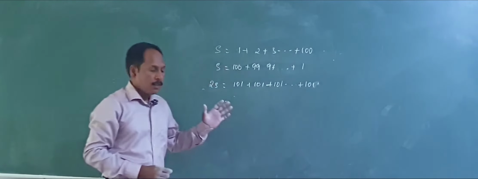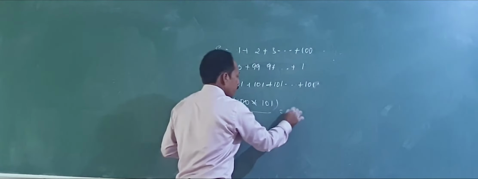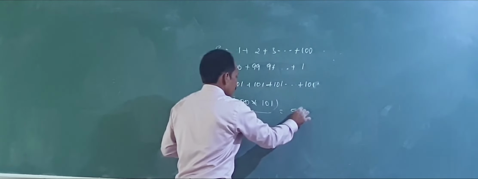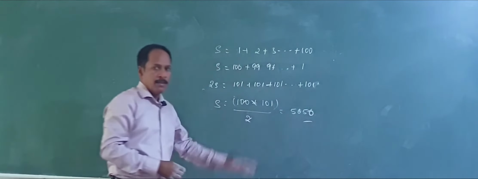So what we got is 100 times 101. That is 2S, so S will be this divided by 2. So we get 50 times 101, so 5050 is the answer. This is how to find the sum of natural numbers.